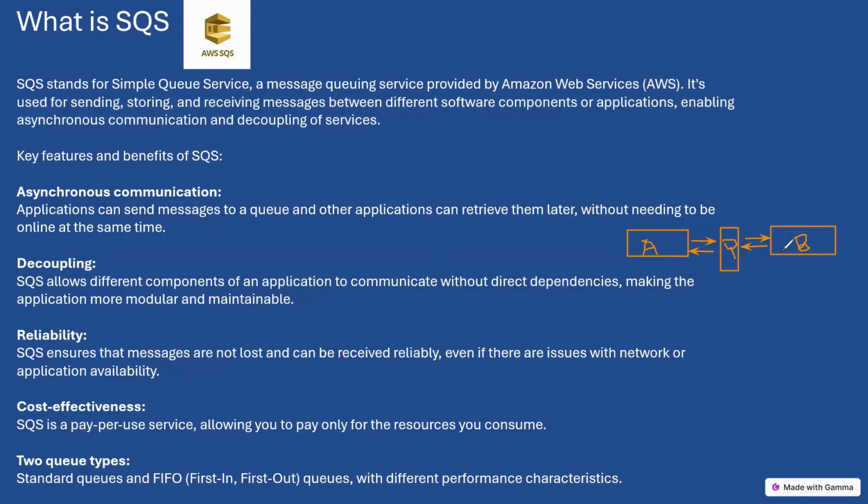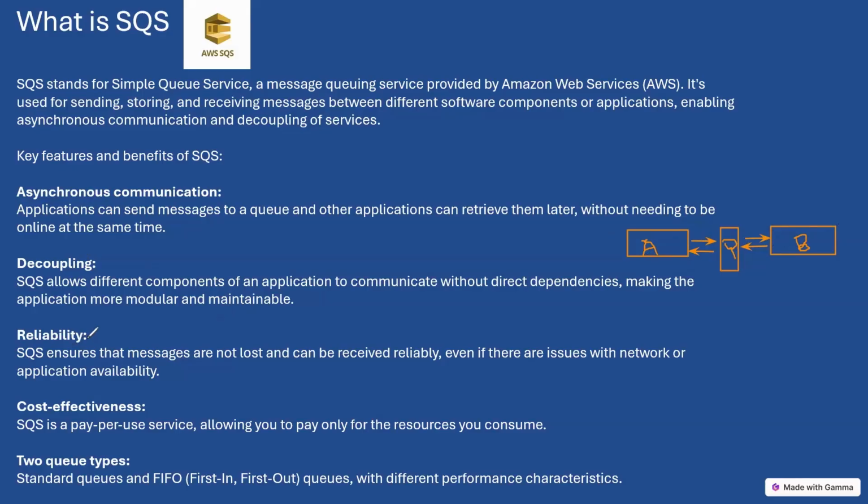And then B system uses that message, does some transaction processing, and puts the message to the queue. Now system A reads data from this queue. So this is what async communication is. Here decoupling also happens. These two systems are completely decoupled. They are not dependent on each other.